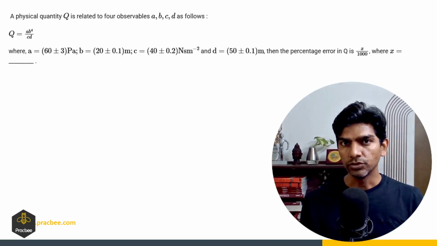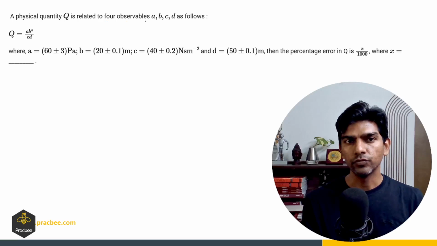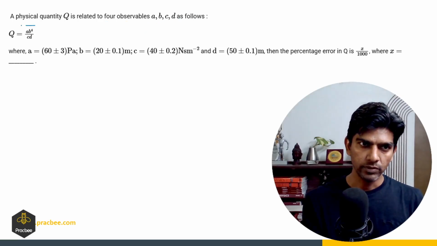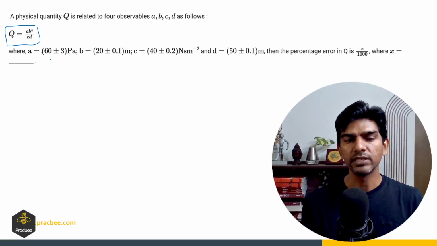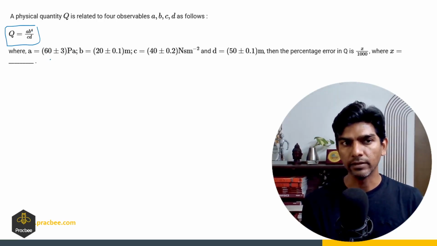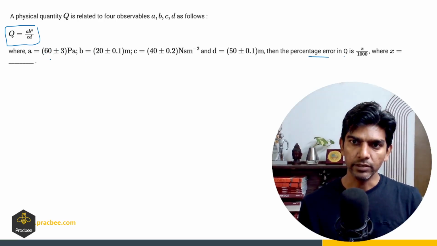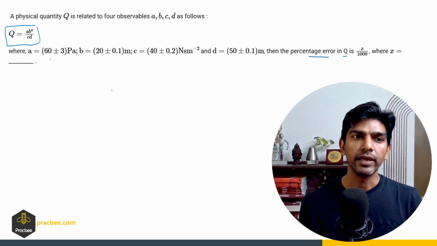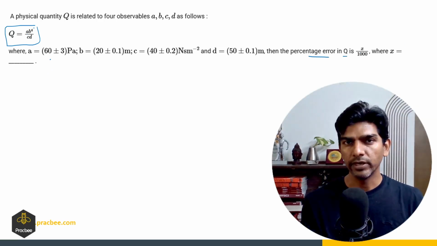Now let us see another question based on errors. A physical quantity Q is related to 4 observables A, B, C, and D. This formula is given to us, and we are given the value of A as well as the error in A. Similarly, the same data is given for B, C, and D respectively. The percentage error in Q is x by 1000, where x is? So, a very basic question. Here we have product as well as quotient.